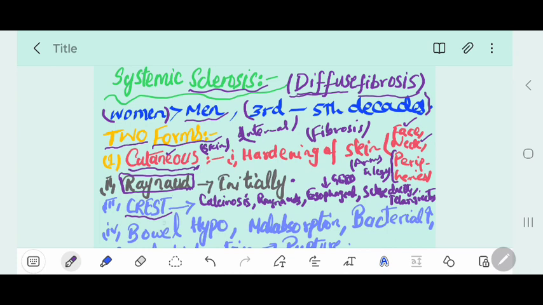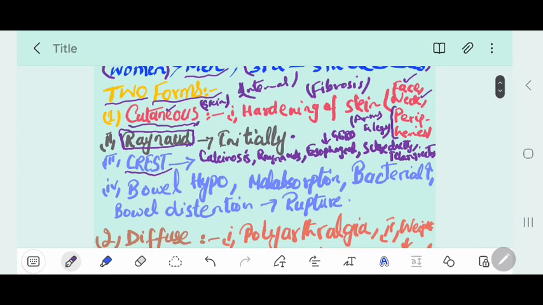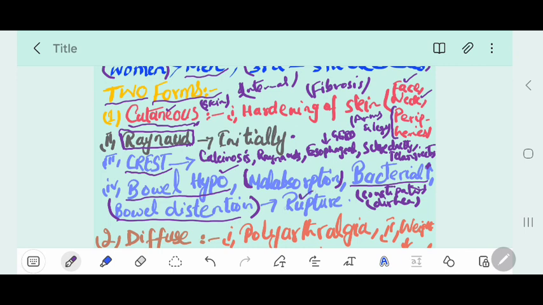Furthermore, in this cutaneous disease, you can also see bowel hypomotility because of fibrosis, and due to this bowel hypomotility, the bacterial overgrowth starts. Due to this bacterial overgrowth, you will see that there is malabsorption, and the patient presents with constipation alternating with diarrhea. Furthermore, when there is severe bowel hypomotility, then it can result in bowel distension, and bowel distension can lead to bowel rupture. So this is all about cutaneous disease.